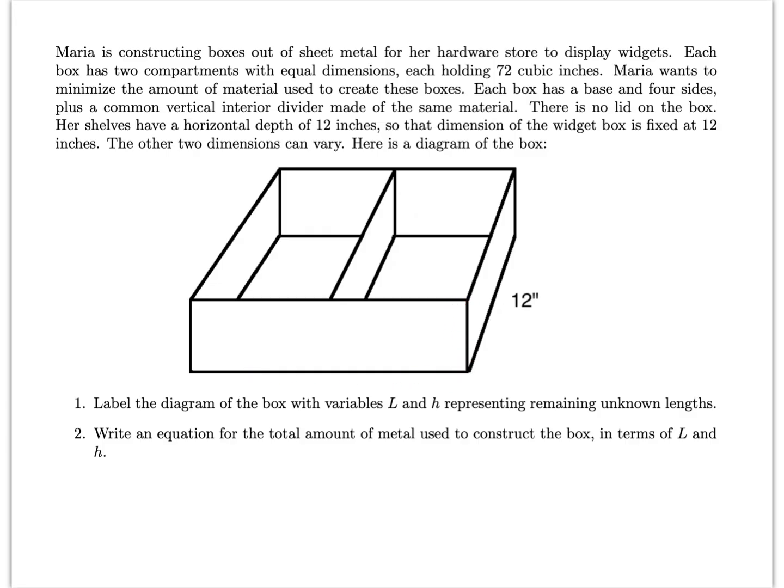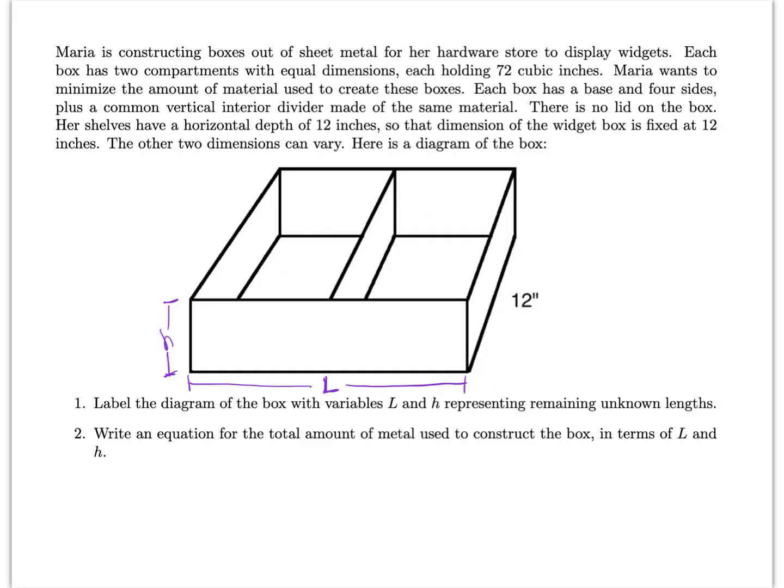So here's the box. We want to label the diagram with variables L and H representing the unknown lengths. Let's call this distance L across the front, and we'll call the height H. Now, number two, we want to write an equation for the total amount of metal used to construct the box in terms of L and H. So the total amount of metal we use is the surface area of the box.